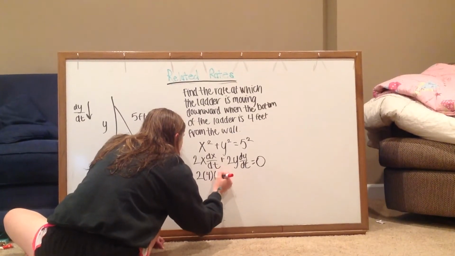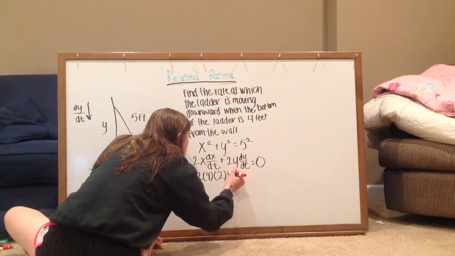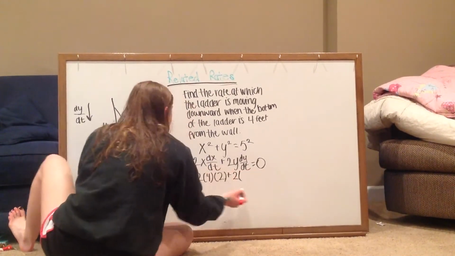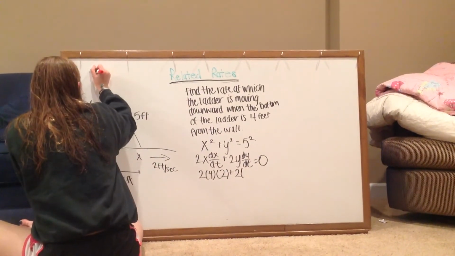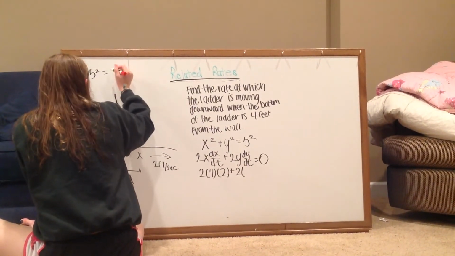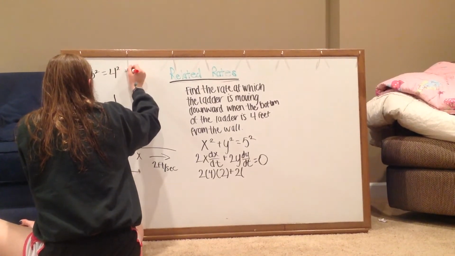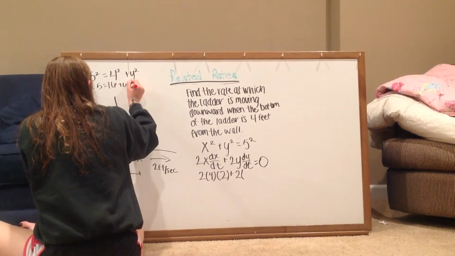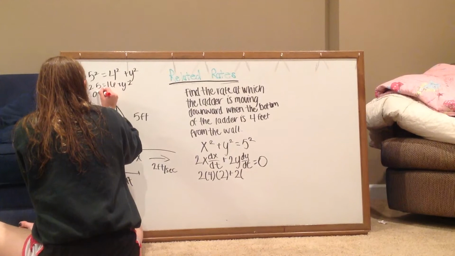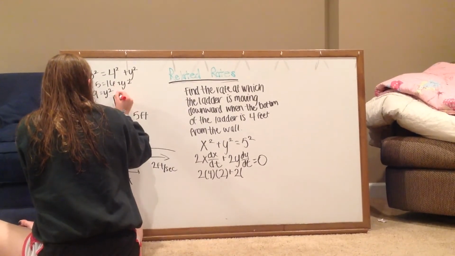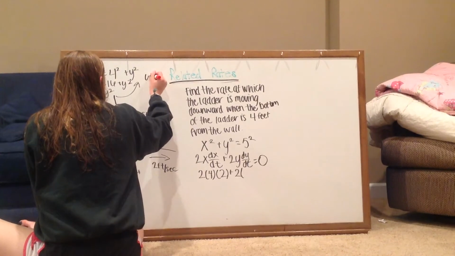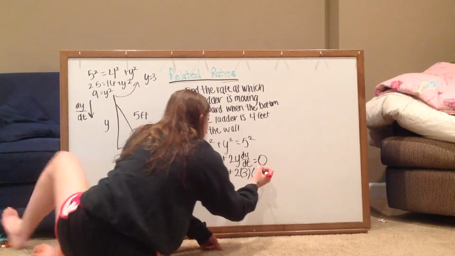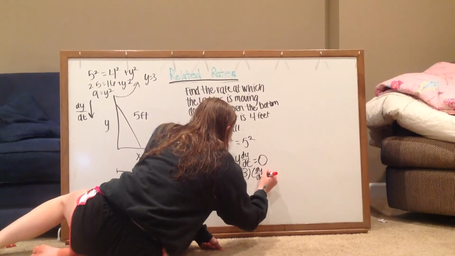So we have 2 times 4 times 2 plus 2 times y, which we must go back and figure out using the Pythagorean theorem. So we have 5 squared is equal to 4 squared plus y squared. Which you then get 25 is equal to 16 plus y squared, or 9 is equal to y squared. And then you solve for y, and you get y is equal to 3. 3 is then plugged back into the equation, and the only variable left to solve for is dy over dt.